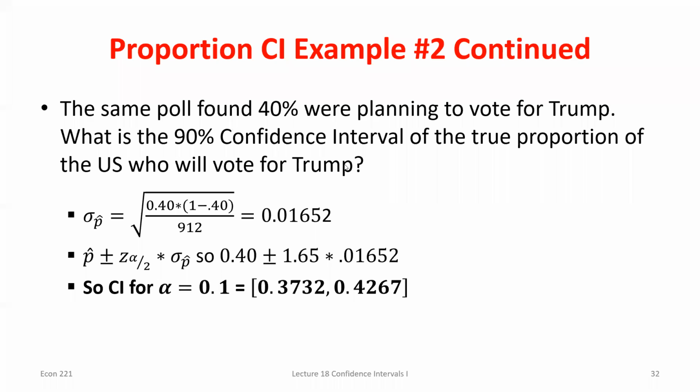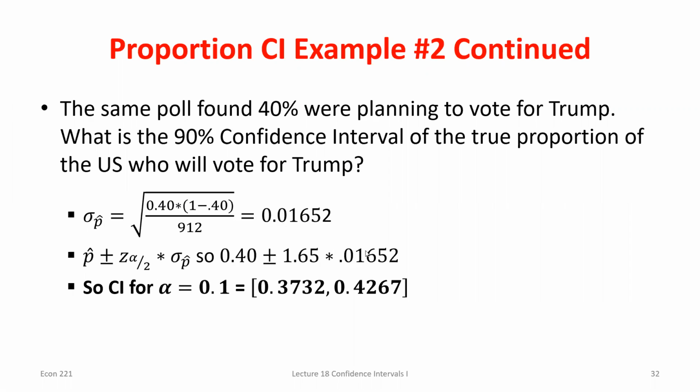We're going to look at that same exact poll, but they had the percent of people who are going to vote for Trump was 40%. So we could do the exact same thing. The only thing that's going to change, if we do a 90% confidence interval for the proportion of people who are going to vote for Trump here, is our sample proportion is now 0.4. So when we calculate that standard deviation of our sample proportions, we plug 0.4 in here, okay?